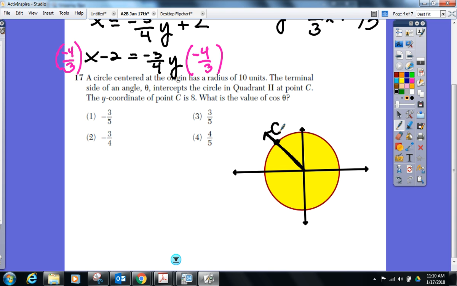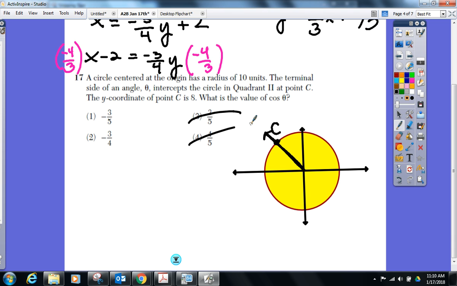What am I asking you to find? Cosine. Where are we? Quadrant 2. Anybody know anything about cosine in quadrant 2? All students take classes. It's negative. Now you've got a 50-50 shot. Even if, God forbid, we have to guess, at least it's 50% instead of 25%.